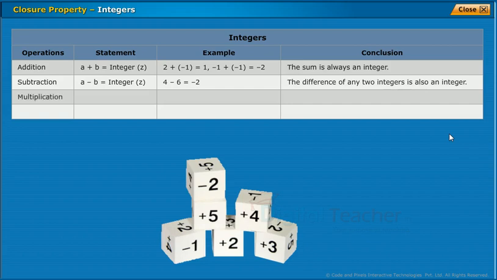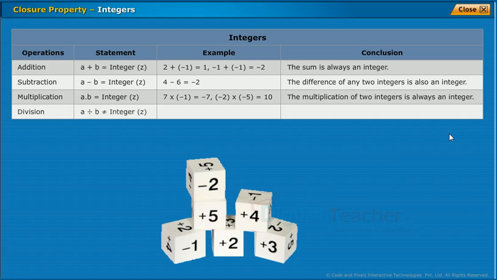Under multiplication, it states that the product of two integers is always an integer. For example, product of 7 and minus 1 is minus 7, or the product of minus 2 and minus 5 is 10, which is an integer. It concludes that the multiplication of two integers is always an integer. Under division, it states that if two integers are divided, the result is not an integer. For example, 7 by 5 is equal to 1.4. It concludes that the division of two integers is not an integer.